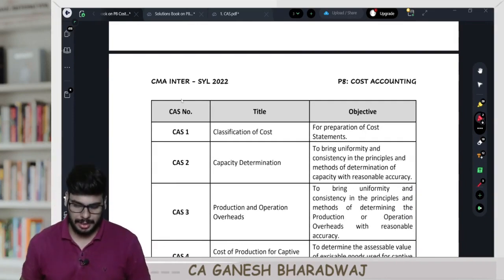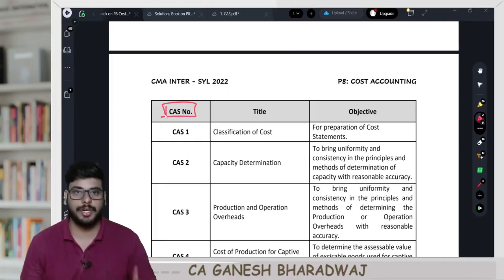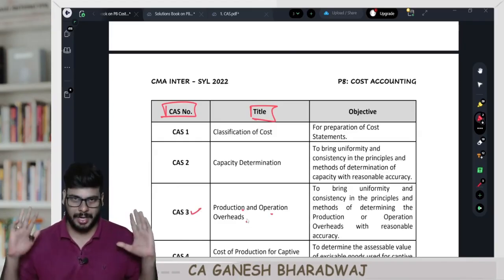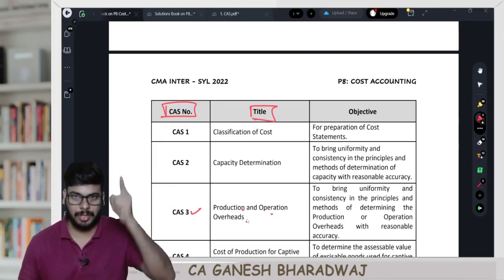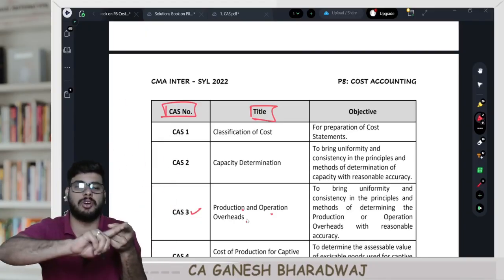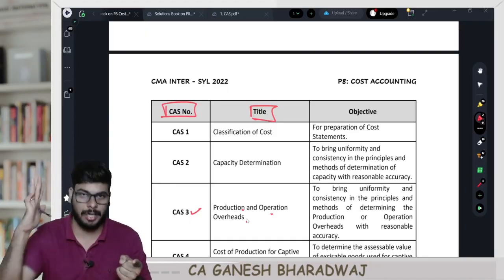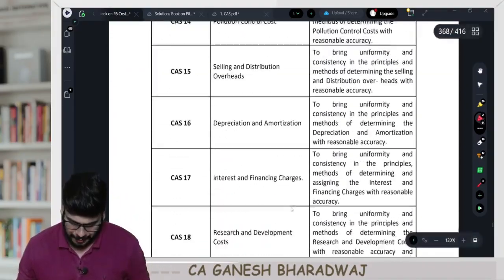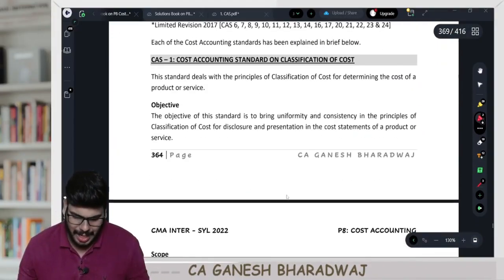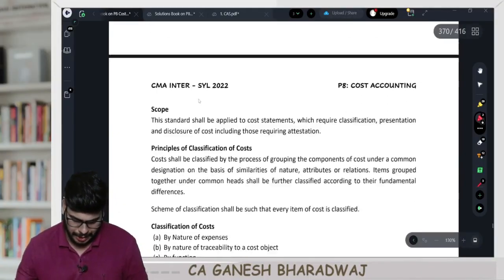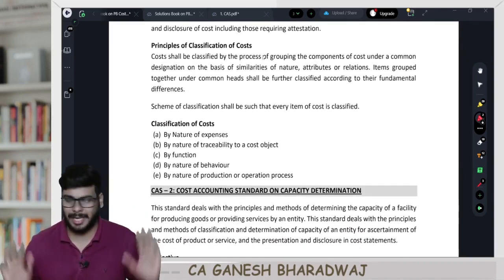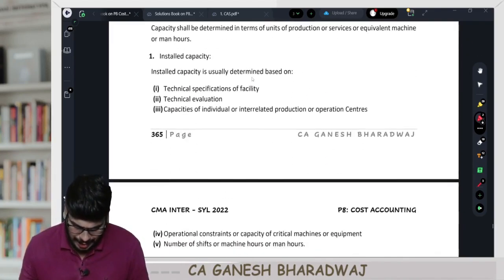24 cost accounting standards are there. You should know the cost accounting standard number and the title. For example, CAS 3 stands for what? Production and operation overheads. So you need to know the number of the cost accounting standard, and that number stands for which particular area. That is the title of that CAS you need to know, right? Apart from that, look at this. This is all they have given. For every cost accounting standard, you need to know the objective, scope, and certain specific things that could be there. That's about it. This is all you need to know about inside every single cost accounting standard.